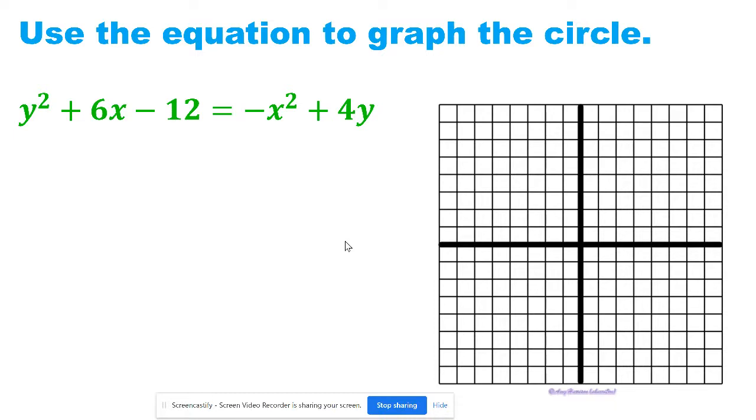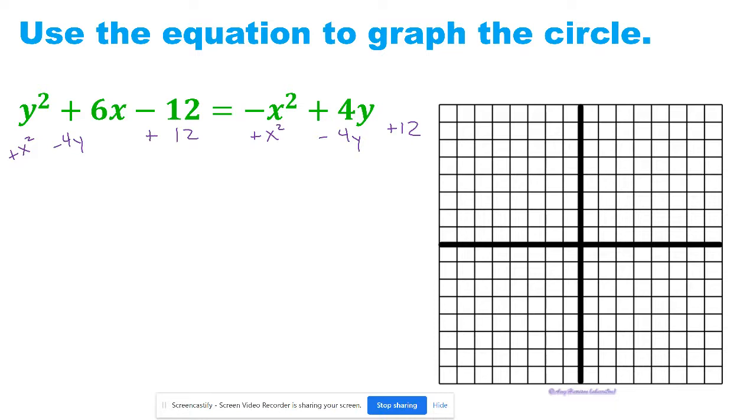So I'm going to add a 12 to both sides to move that 12 over to the right. So plus 12. I'm also going to move this. I have a minus x squared, so I'm going to add an x squared to both sides. So I'll have an x squared over here. And then I have this 4y. I'm going to subtract my 4y to move it.